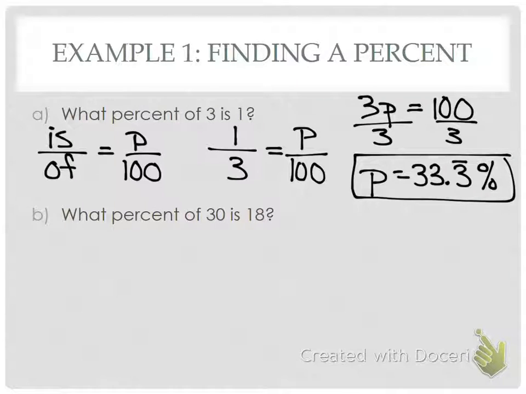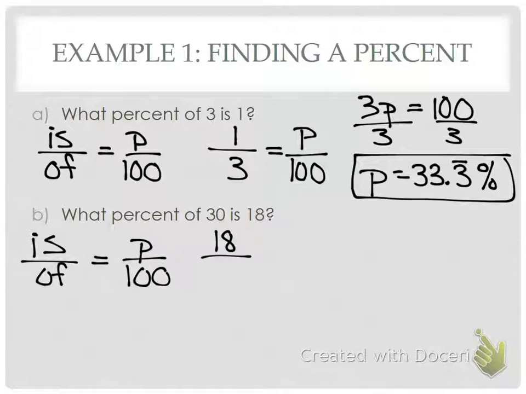All right, so the substitutions are most of the battle, right? Just figuring out where to plug in those values into the formula. I want you to look at the second one now and try to make your substitutions. What percent of 30 is 18? Remember, use your formula. Is over of equals P over 100. So what value goes in for is? 18. Do you agree? Of 30 is 18, so plug in 18 for is and what for of? What for B? 30.